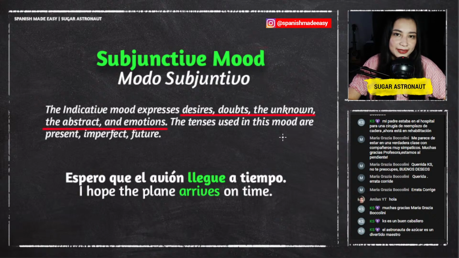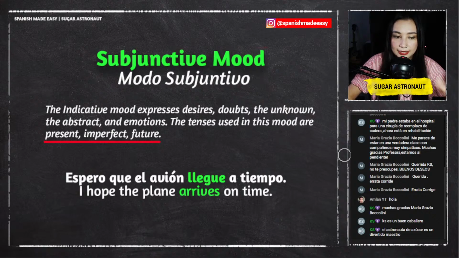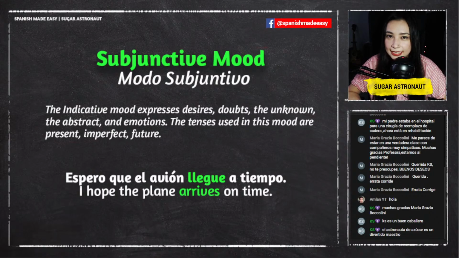So this mood also has different tenses, and it has present, imperfect, and future. So this one doesn't have perfect, okay? It has present tense, imperfect tense, future tense. Okay, so this one is a bit tricky because sometimes in English this translates like something in the future. You use the verb will do something. Sometimes it's conjugated differently, like present, when you translate it from Spanish into English. So it can be very confusing, but once you practice using this mood, it's going to get easier. Just remember, we're talking about desires, doubts, the unknown, the abstract, and also emotions.